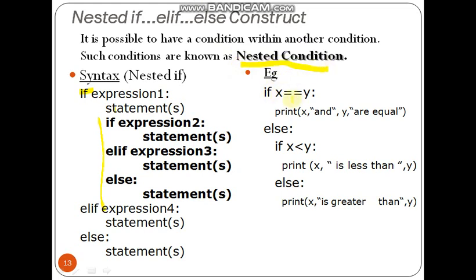Such a formation is called a nested condition. Now let's see this example. Here in this example we are checking the relationship between x and y. If x equal to y, then we are displaying x and y are equal. Now in the else, that means the false part, there is another chance: x may be less than y or x may be greater than y, that also needs to be checked in this case. So we are checking that here in the false part.